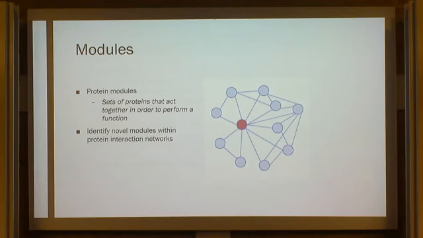If I'm talking to biologists, what they tell me they want from that mass of data is something they would call a module: a set of proteins that go together to perform a particular function. So what I want to be able to do is identify novel modules within the protein interaction network. I don't want to identify a module they already knew existed.